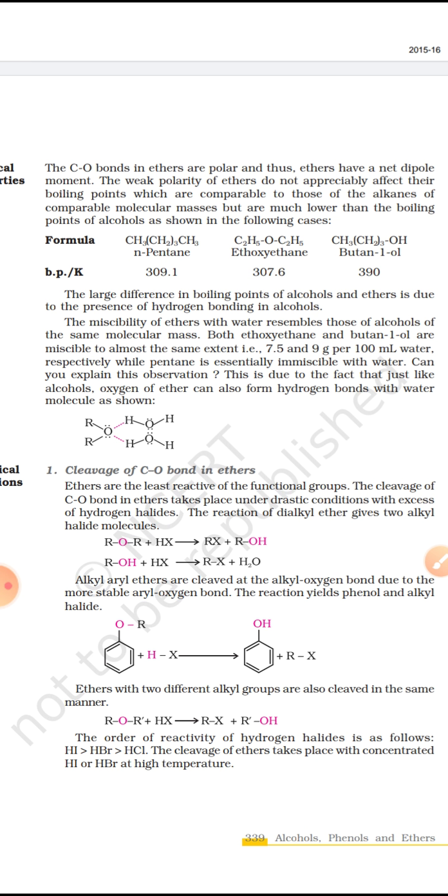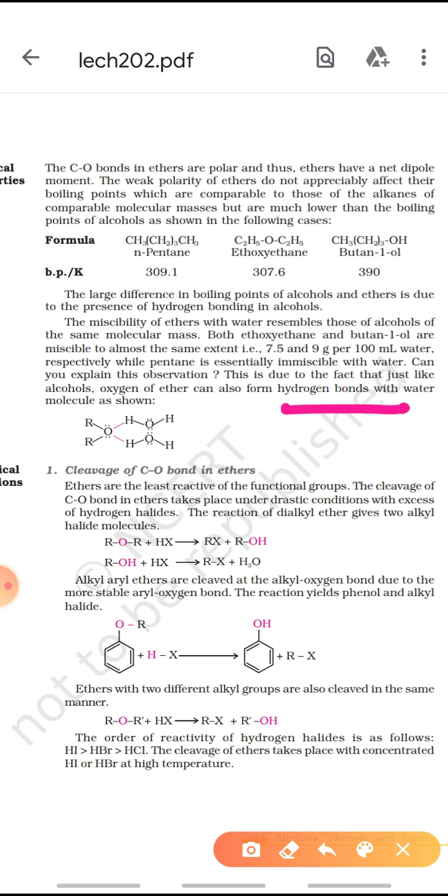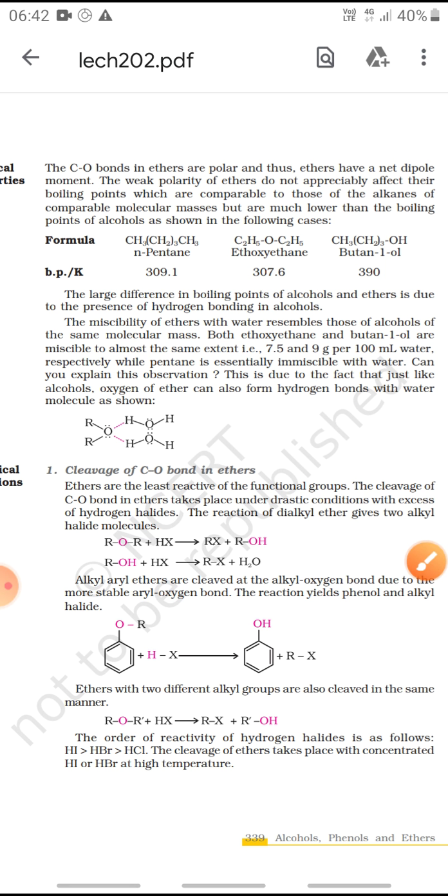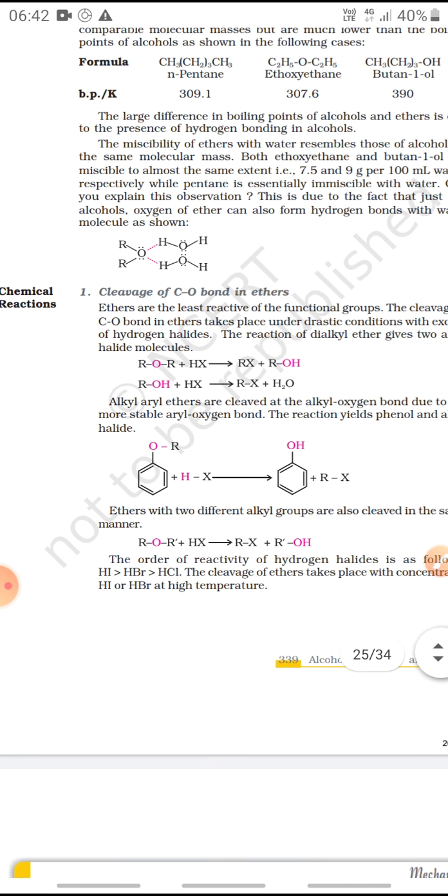It is because the oxygen in ether can also form a hydrogen bond with water. The oxygen of the ether forms a hydrogen bond with water, so ethers are miscible in water in the same proportion as alcohols are.